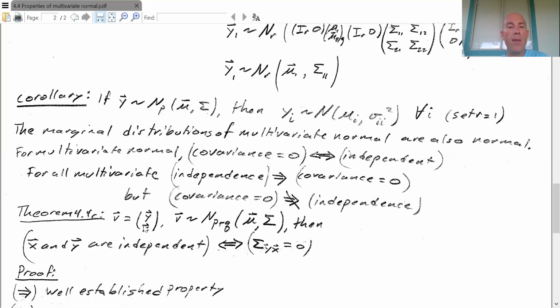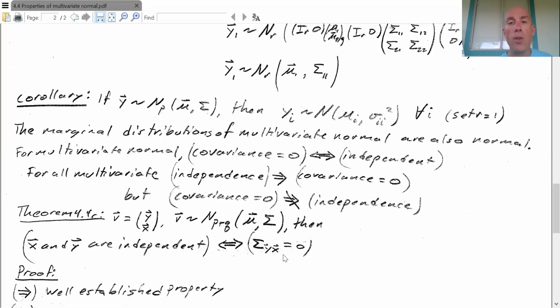If I have V is Y over X and V is the appropriate normal distribution, then X and Y are independent if and only if the covariance matrix is the 0 matrix. Okay, so first and foremost, this is an if and only if statement.